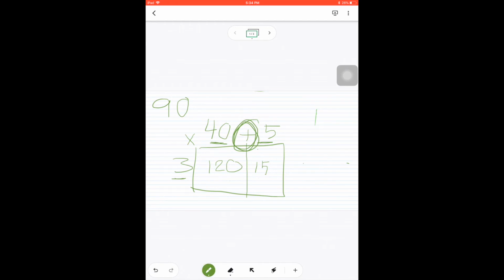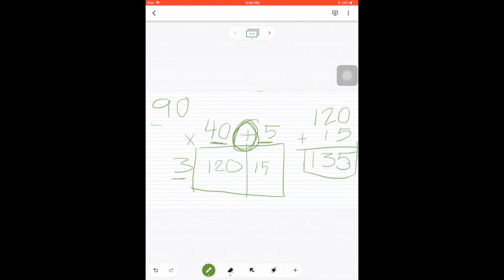So now I'm going to add 120 plus my 15. 0 plus 5 is 5. 2 plus 1 is 3. 1 plus nothing is 1, so 135. So that's how much money he needs, right? That's how much the games are going to cost. It says Grayson wants to buy 3 video games that are $45 each. I know that's how much money it's going to cost.